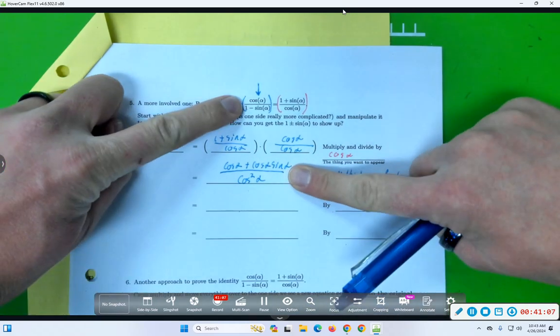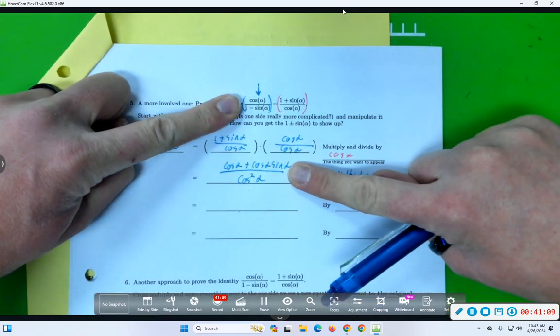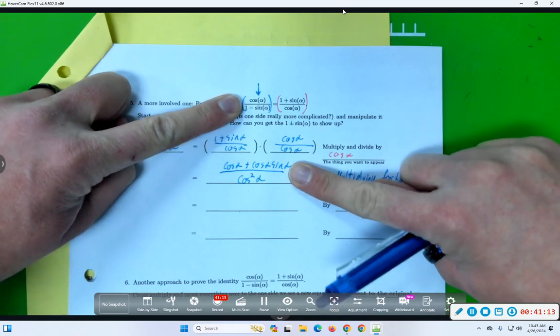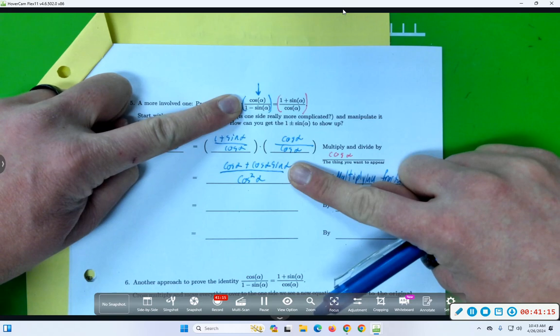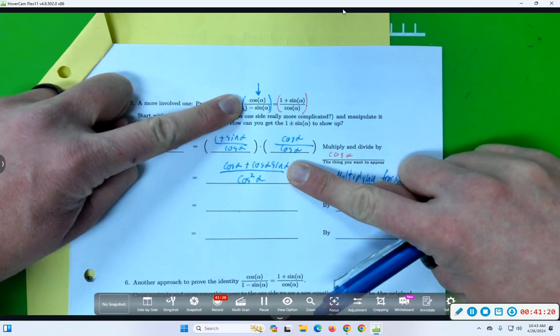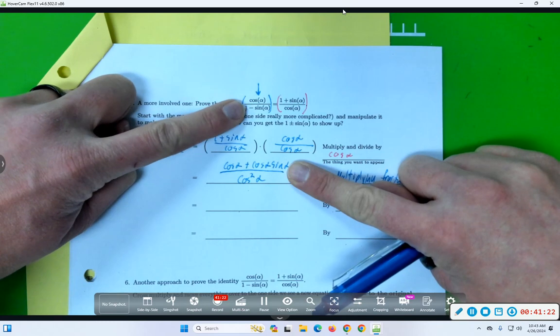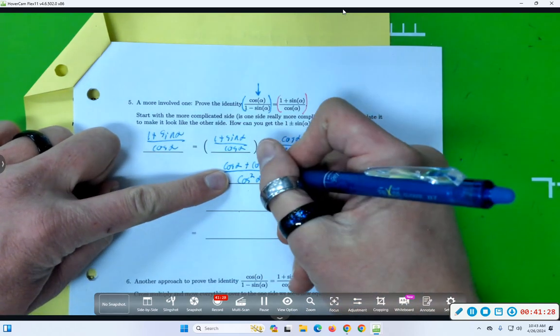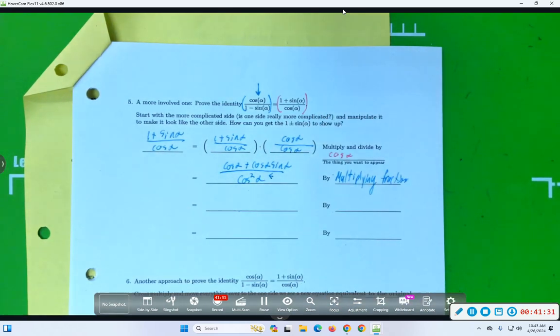There's what I'd like to get. What's something you notice that's different between these two that we might be able to use for some guidance? We got the cosine on top, but there should also be a 1 minus sine alpha on the bottom. So let's try to see if we can take this denominator and turn it into something that has a sine in it. How do you get a cosine squared to turn into something that has some sines?